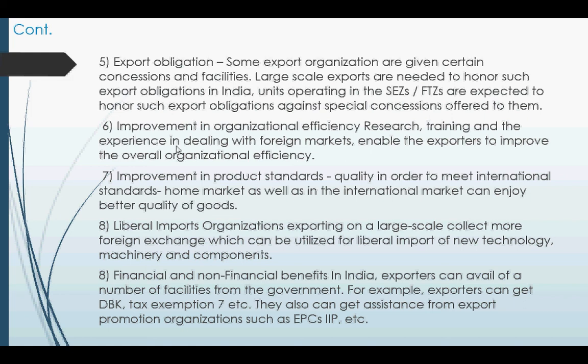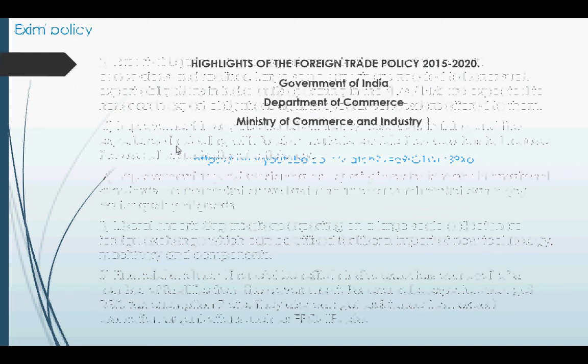Financial and non-financial benefits in India. Exporters can avail of a number of facilities from the Government of India. For example, exporters can get DBK, tax exemption, etc. They also can get assistance from export promotion organizations. Okay, so these are the benefits especially for export marketing units or firms.